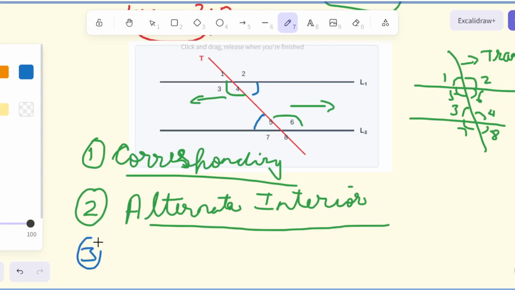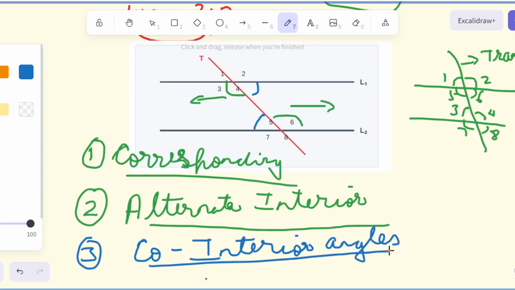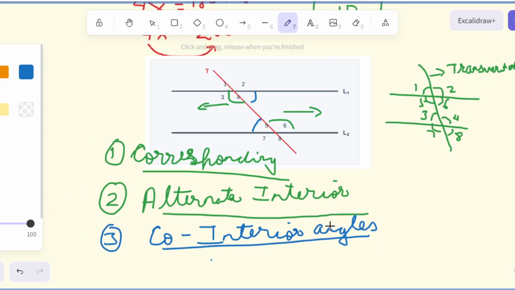Let's learn the co-interior angles. Actually, the co- word came from consecutive: consecutive interior angles. So first of all, interior, this has to be inside, like 3, 4, 5, 6. These are interior angles. Consecutive means just next to each other on the same side. So 4 and 6, and 3 and 5. Very good. And they add up to 180.